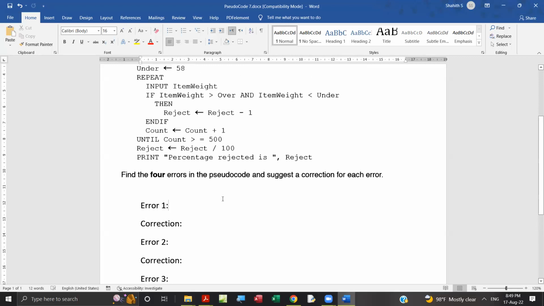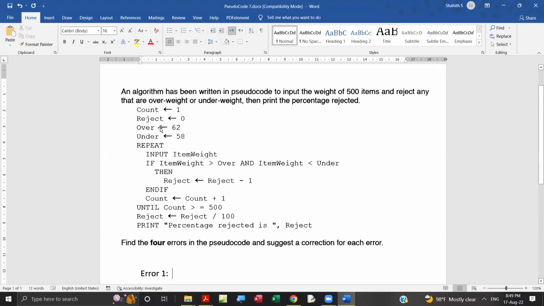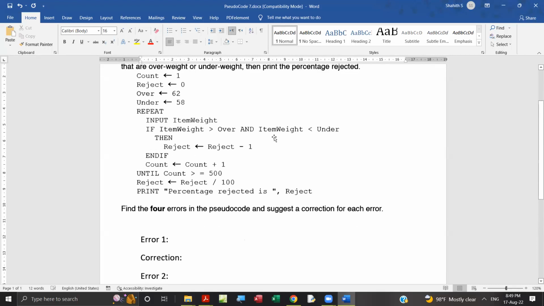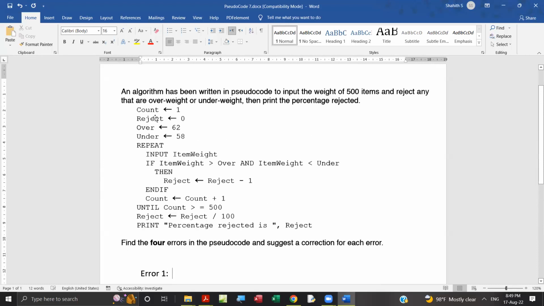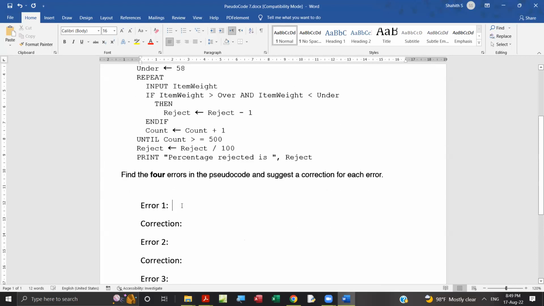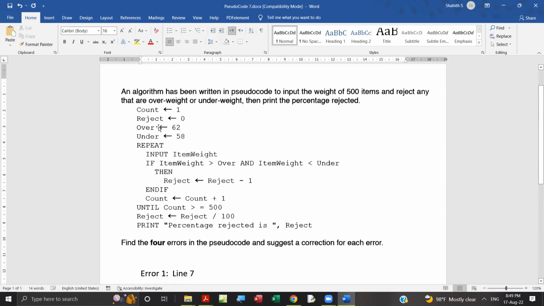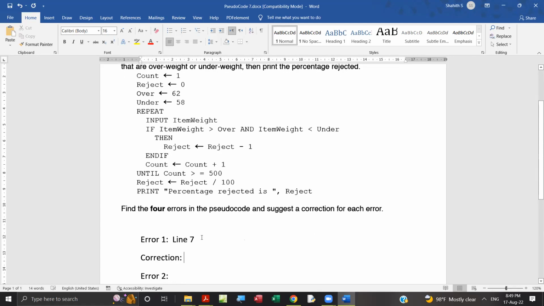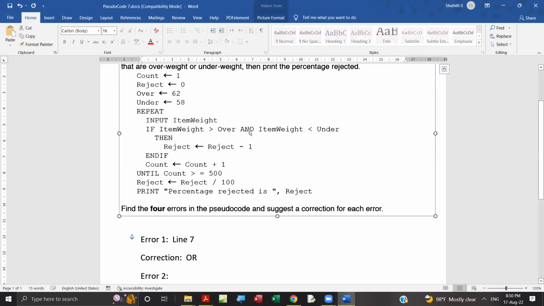So what's the first error? Here this should be or. You need to type this: if item weight greater than over and item weight less than under. Here in error 1, that is line number 7. So it is good to write line 7 like this. The correction is we need to use or, not and. This is not and, this is or.